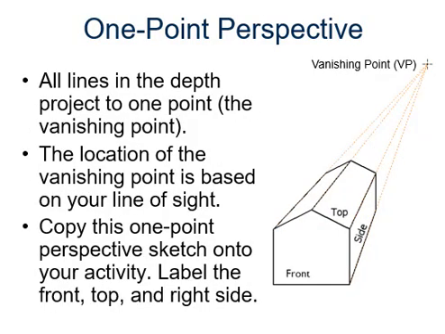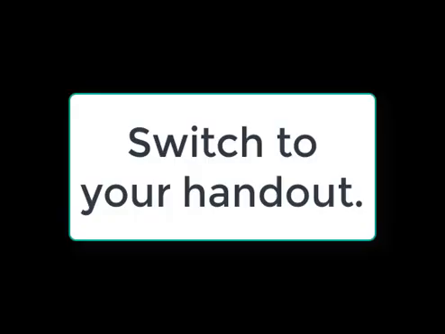In this example, you'll notice that all of the lines in the depth project to one point, that vanishing point. The location of the vanishing point is based on your line of sight. So we can imagine then that we are looking at this object in a manner in which all of your depth lines will draw back toward that vanishing point.